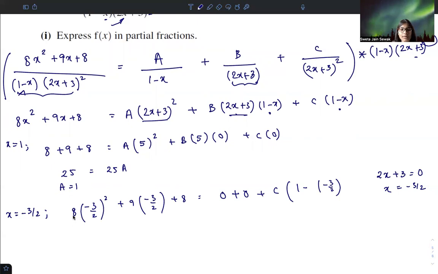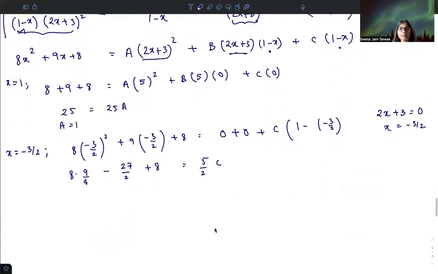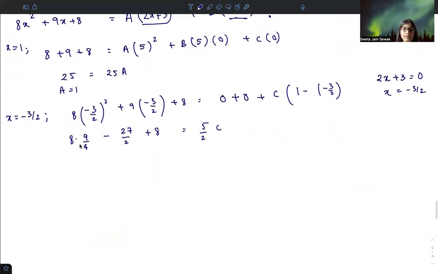What do I get here? 8 multiplied with negative 3 squared over 2 squared will be 8 multiplied with 9 over 4, minus 27 over 2, plus 8 is equal to C multiplied with 1 plus 3 over 2, which is 5 over 2. So I can simply write this as 5 over 2 C. And here we get 9 times 2, 18, plus 8 minus 27 over 2 is equal to 5 over 2 C.